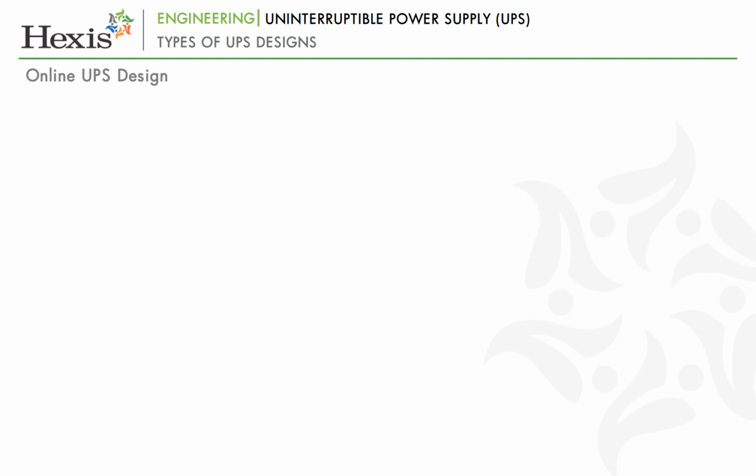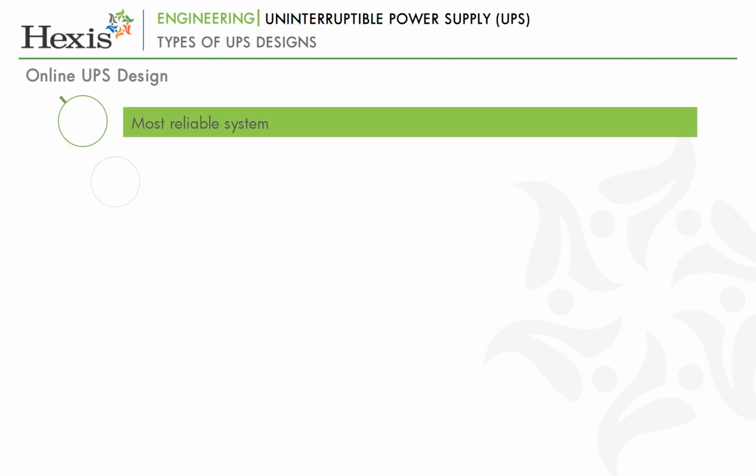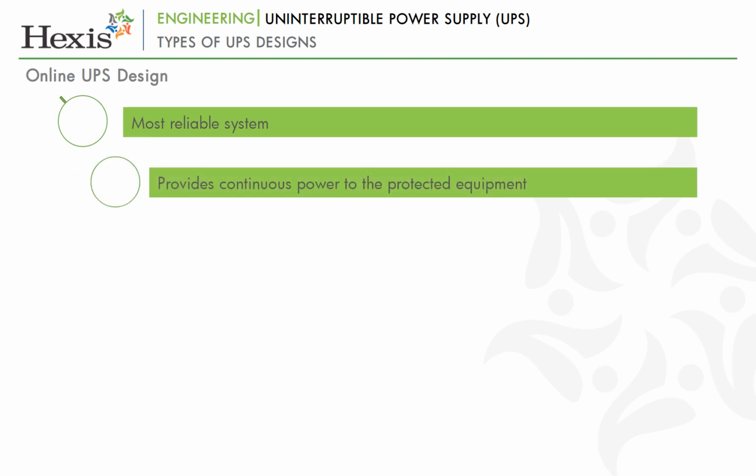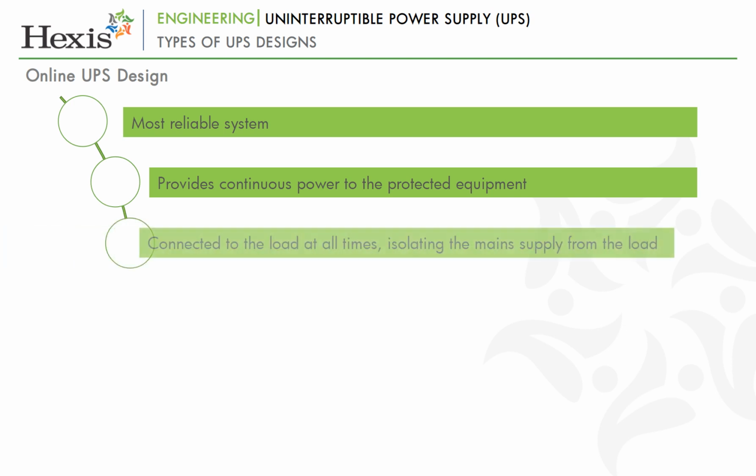Let us discuss the features of the online UPS. It is the most reliable system and provides continuous power to the protected equipment. Unlike the other UPS designs, where mains power is connected to the loads and UPS comes in only during a failure, an online UPS is connected to the load at all times, thus isolating the main supply from the load.